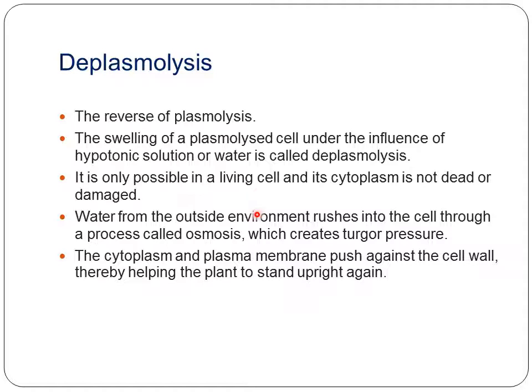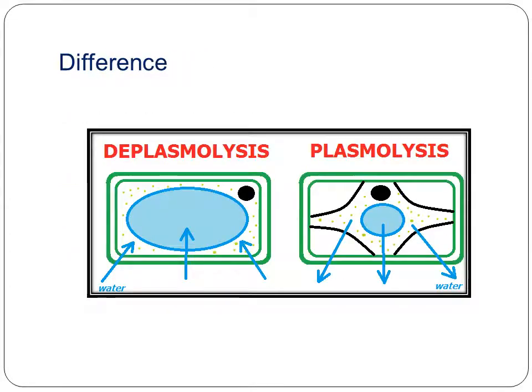And the water from outside will move in, and the cytoplasm as well as the plasma membrane push the cell against the cell wall, and they'll again come back to the same upright position. So let us see in diagram what is happening here. Now here see the difference.